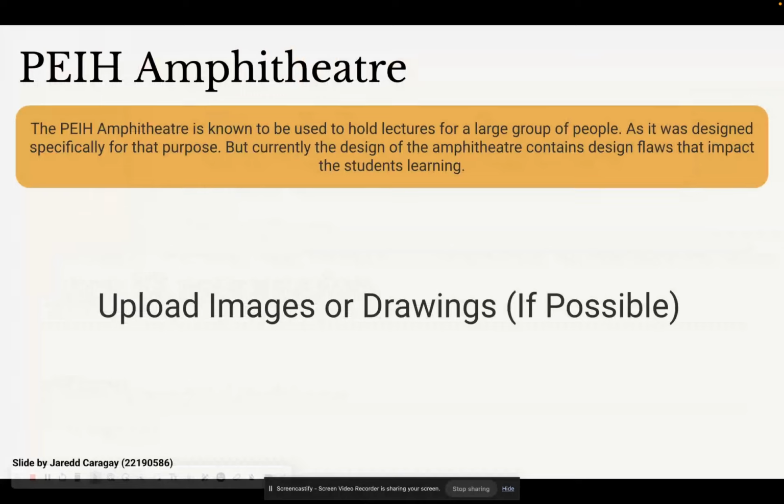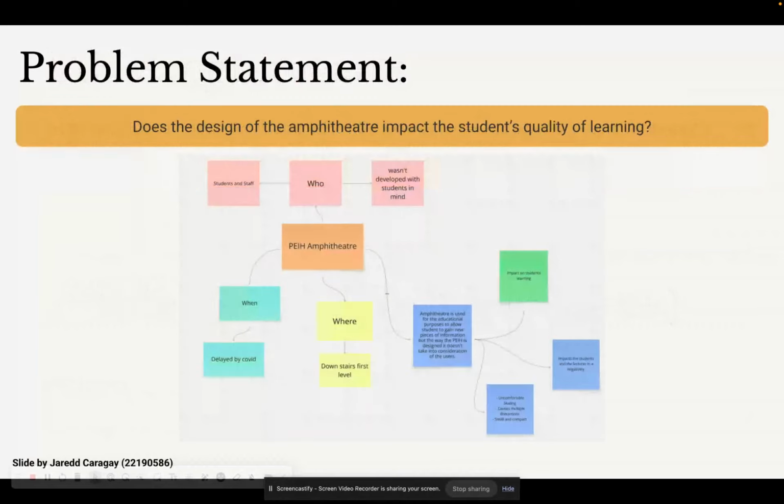The PEIH amphitheater is known to hold lectures, known for larger groups and such, but they also use rooms that use Zoom to communicate to the other people if there's no more space. Problem statement: does the design of the amphitheater impact the students' quality of learning?